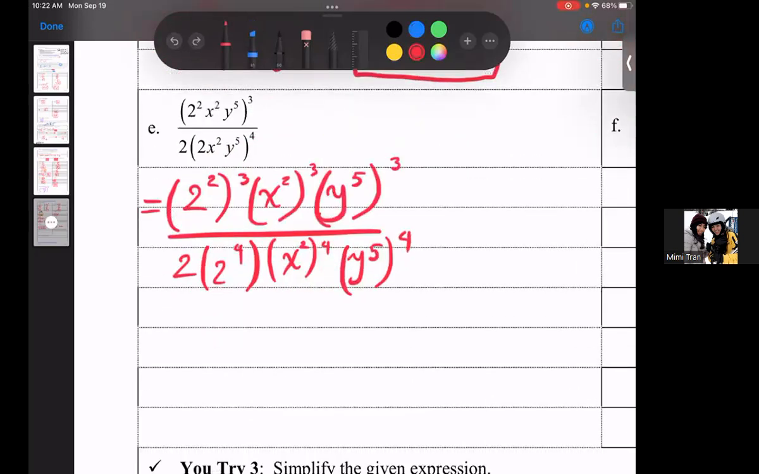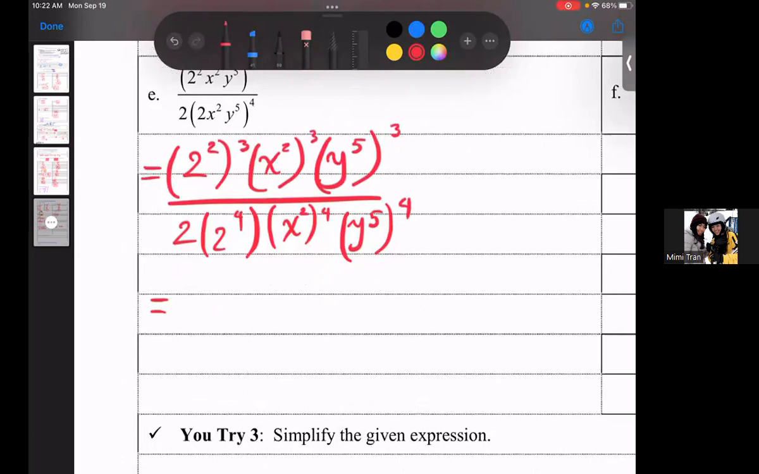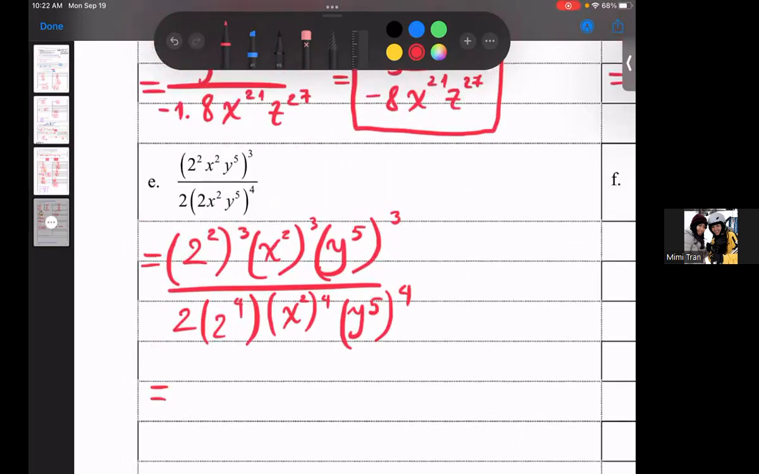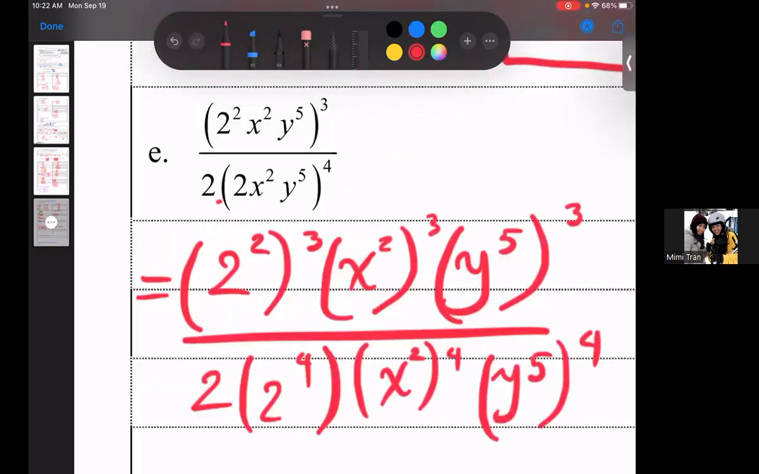Hmm. So you don't put the exponent on the 2 that's outside? No, because it's 2 times the whole thing to the 4th power. So the 4 does not belong to the 2. But thank you, yeah. Thank you for asking.